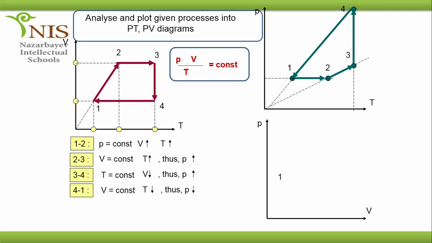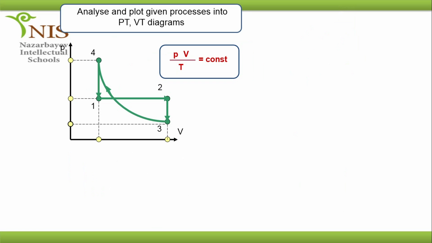Now the PV diagram. Again we start from a free moving point. It's P constant, horizontal line, V constant, vertical line, and T constant is PV indirectly proportional. And finally 4 to 1 is V constant, but pressure is decreasing, 4 to 1. That's all. Task number 3.